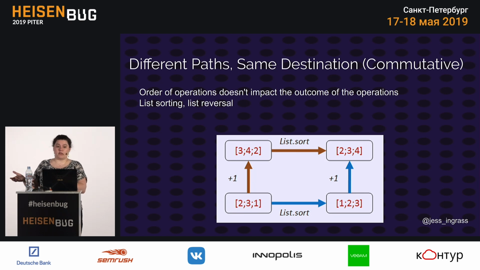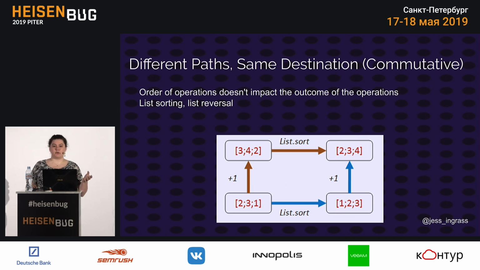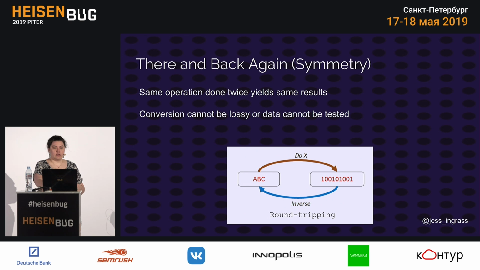If that's a property of your code, then you can use strategies to generate data that should be able to be handled by that code, and if it's not, then you've found something that you can test. So this is pretty useful in list sorting, in list reversal, and in other strategies.